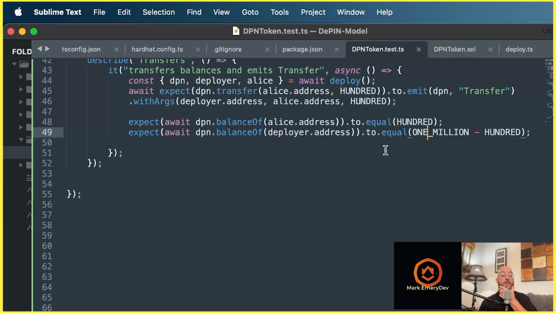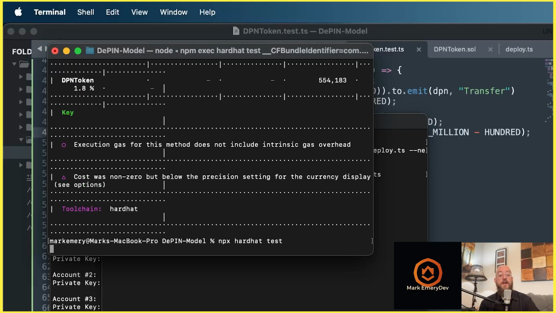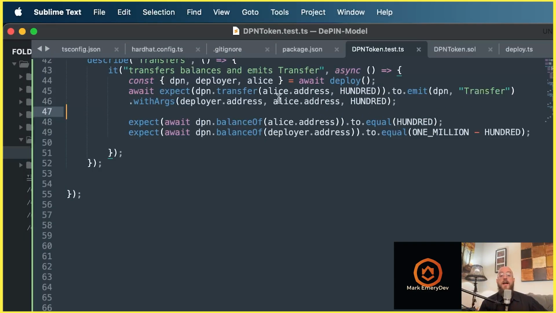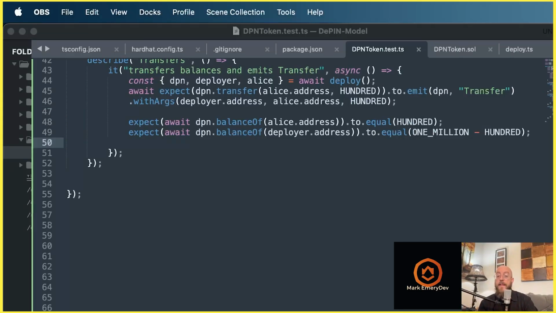And so, of course, we're looking for 1 million minus, that is a minus sign, that 100, right? So we've got a little math there, all right? And so arrow up one more time. Let's give it a try. Eureka, okay? We have our metadata, our initial supply and balances, and we are transferring in a way that makes sense. We transferred Alice 100 tokens, and it makes perfect sense that the deployer, who received the initial supply, would be minus that 100, okay? And so just saving a lot here. We're doing just great. Let's keep going.